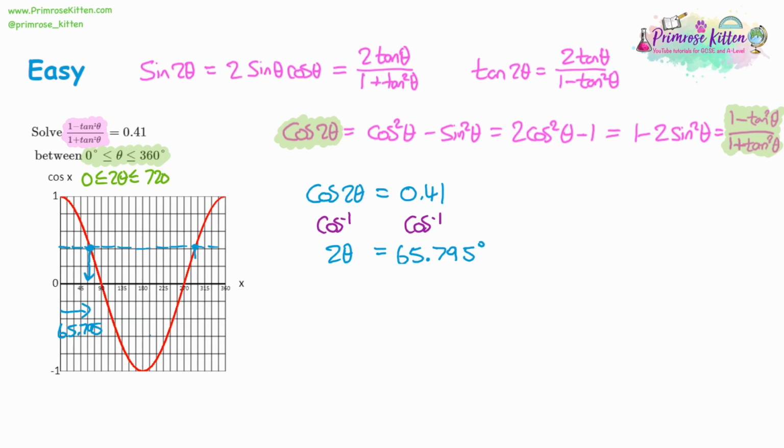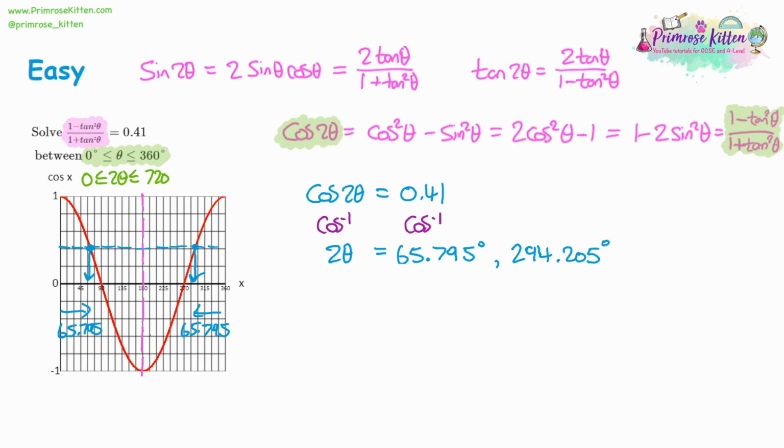So the next answer is in between 270 and 315, keeping in mind that the symmetry of a cos curve is through the middle, through 180, then it will be going in 65.795 from the right. The right-hand side is at 360. So if we take that away, we're going to get a second answer, which is 294.205 to 3 decimal places.